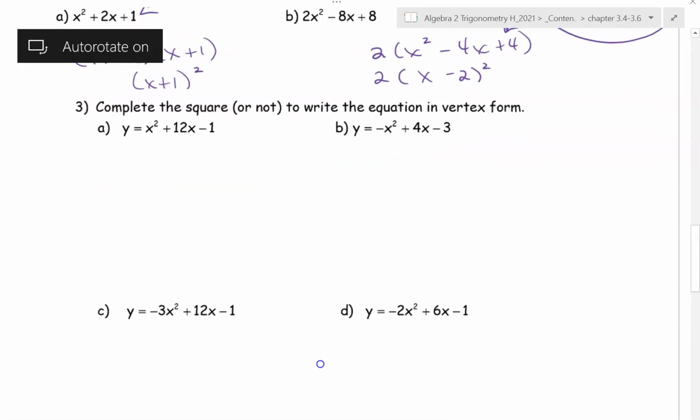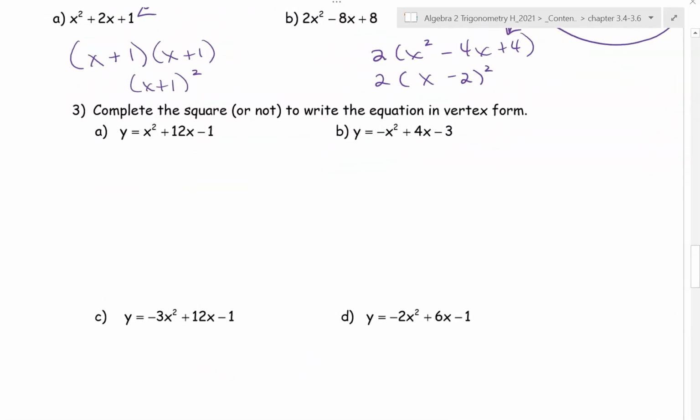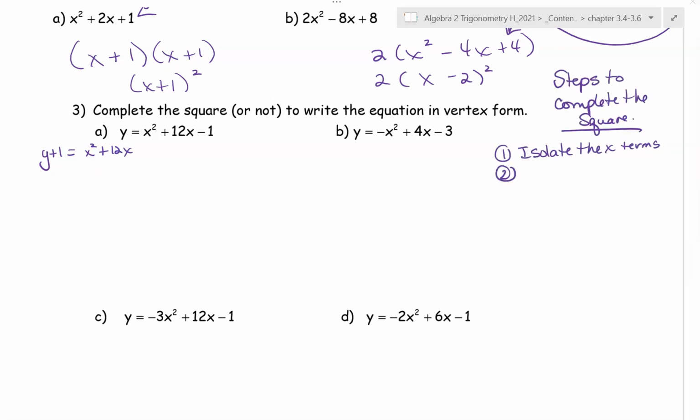So again, what we're trying to do is write an equation in vertex form. So we have general form. The first thing we're going to do for part A is add 1 because we want to isolate the x terms on one side of the equation. Next we have to find the number that will form a perfect trinomial square.